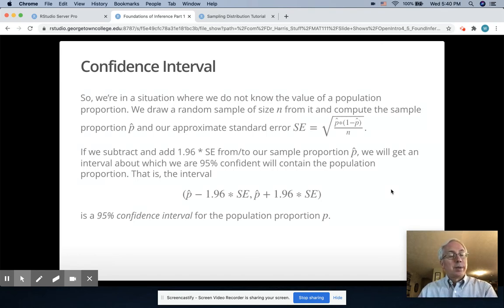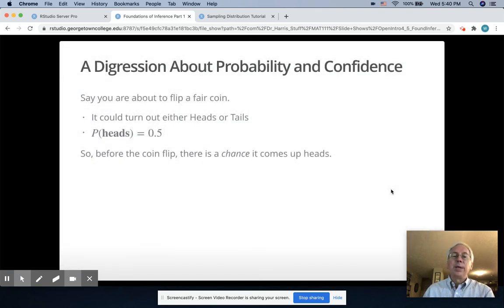So this word confidence is a new thing for us. Let's talk about this a little bit more. It feels like maybe we should say there's a 95% chance or we have a 95% probability. That's not the case. Let's try to understand why that is. So let's try to understand the difference between probability and confidence. I've got a couple of examples here.